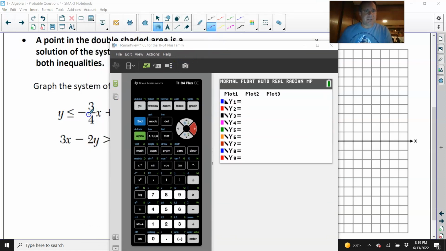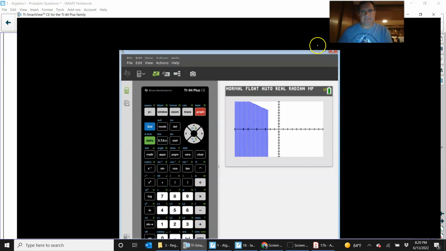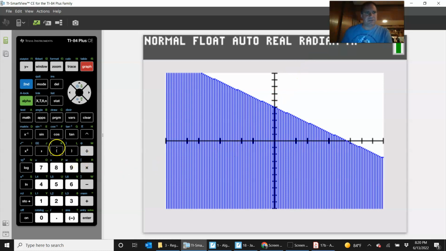So this is negative 3 over 4, so I'm going to press alpha x, and I'm going to put negative 3 over 4. I'm going to press to the right, and I'm going to put x. And I can't see the rest of it. So it's plus 5. And I'm going to graph it. That is my graph. That is what I have to actually graph there on the coordinate grid.